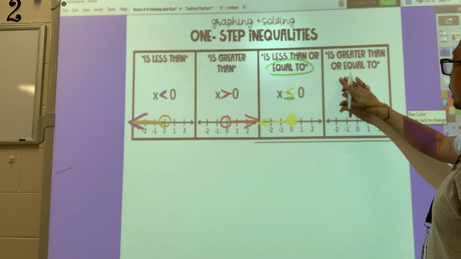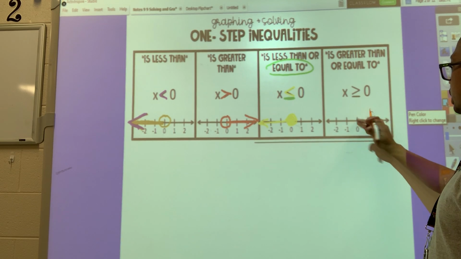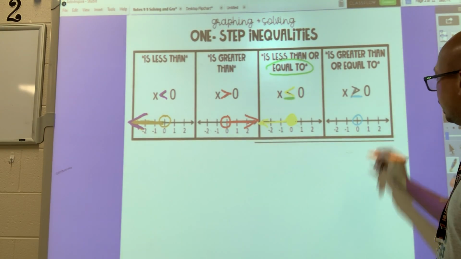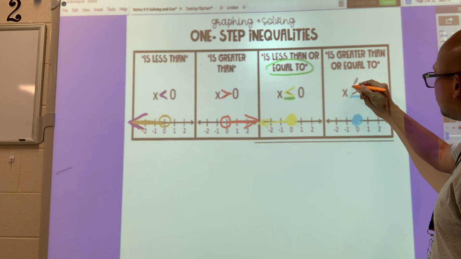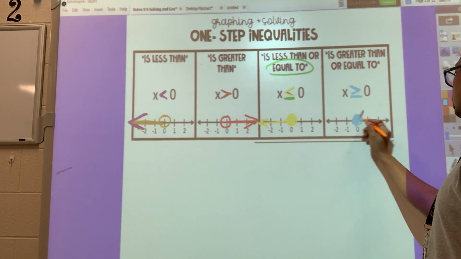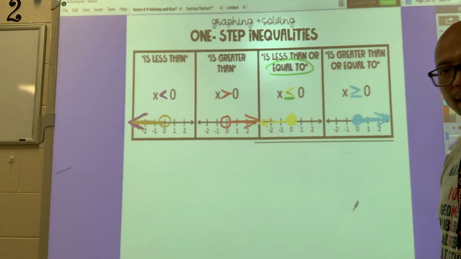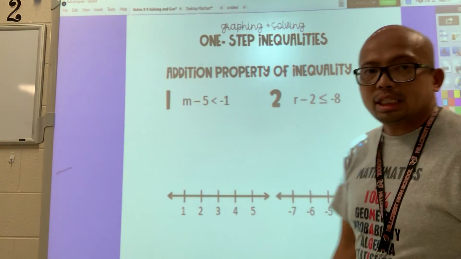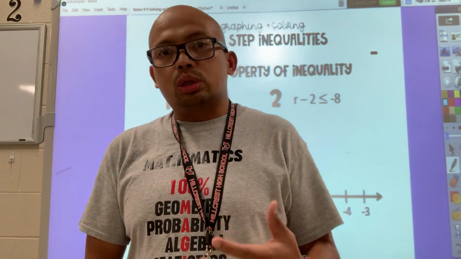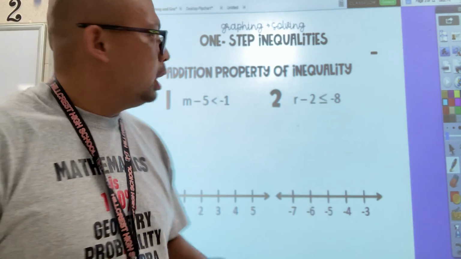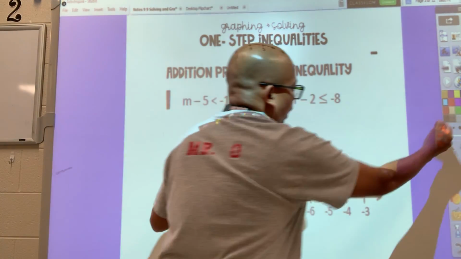For this one here, x is greater than or equal to 0, 0 will be part of it because there's a line that means it's equal. We close it, and where is this pointing? To the right. So we go to the right there. Make sense? Moving on. So let's now apply those concepts in solving inequalities with the addition property of inequality.